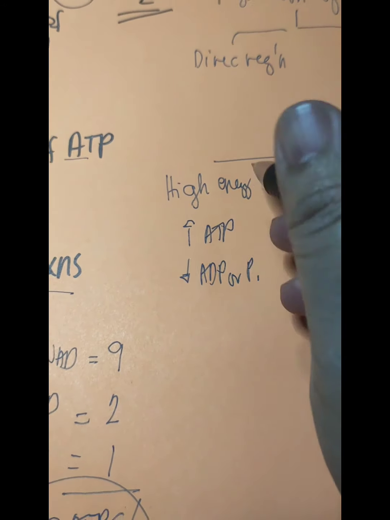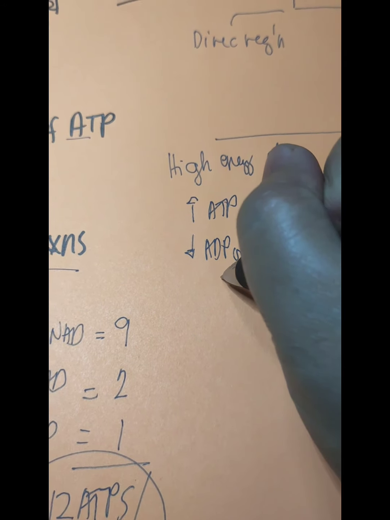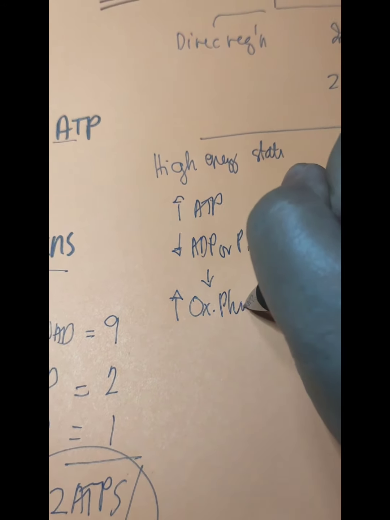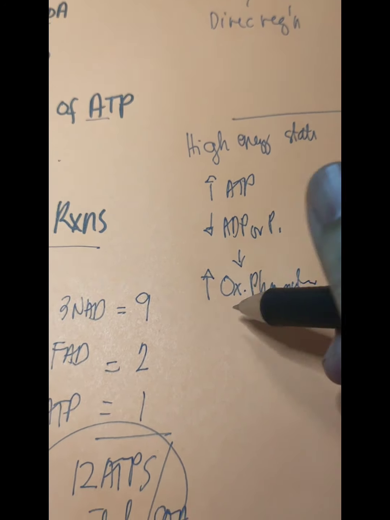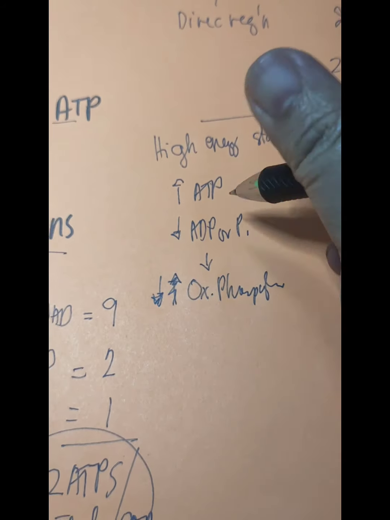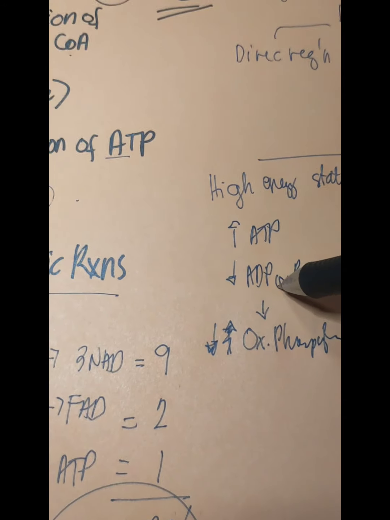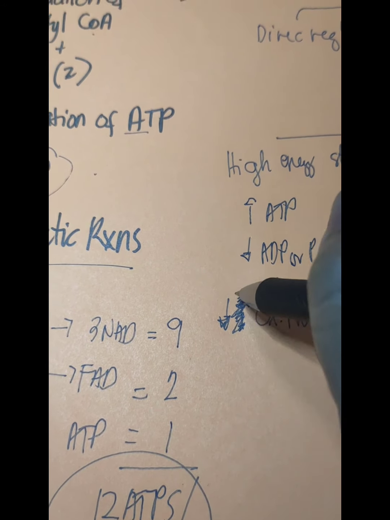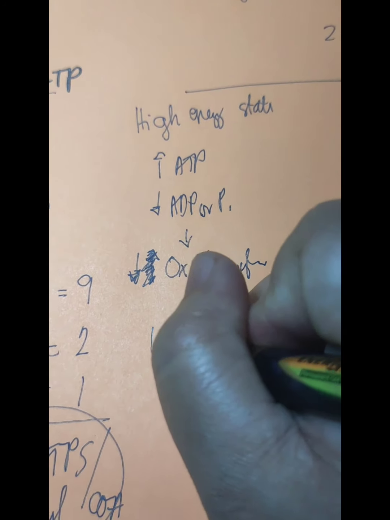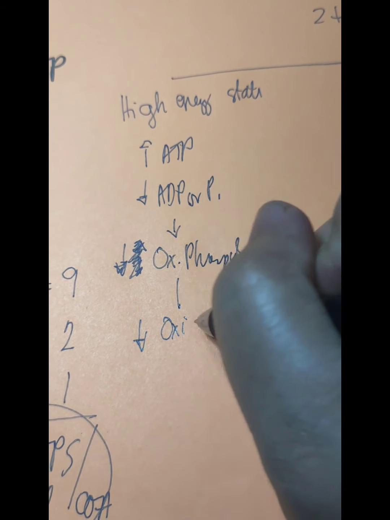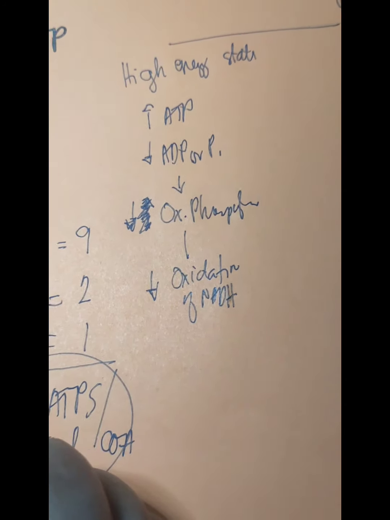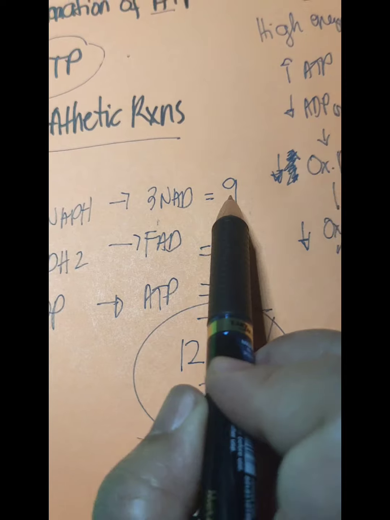The increase in ATP and a decrease in ADP will lead to increase oxidative phosphorylation. Kayo na magtuloy ng spelling. And, mali. This is decreased. So, the increase in ATP, decrease in ADP, decreases your oxidative phosphorylation. And therefore, this will lead to the decrease in oxidation of NADH. Okay? So, hindi siya magiging 3-NAD. So, wala siyang mapo-form na ATP.